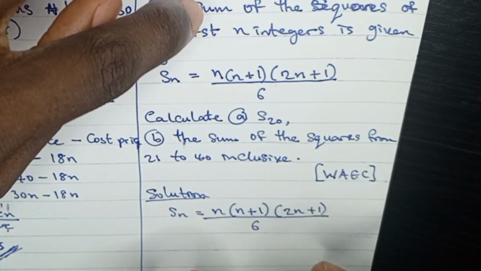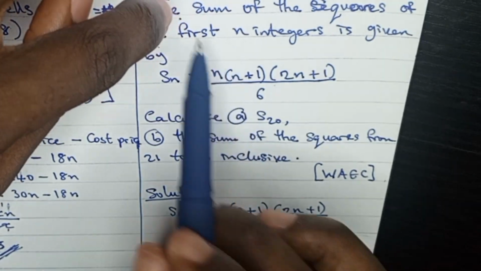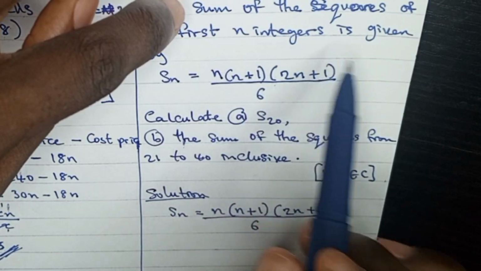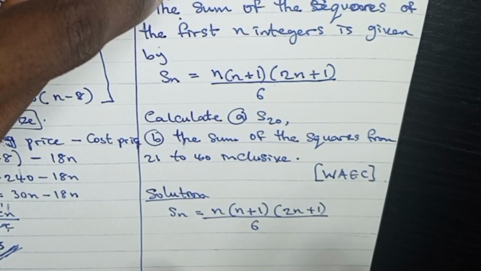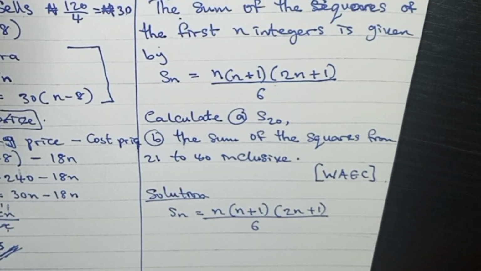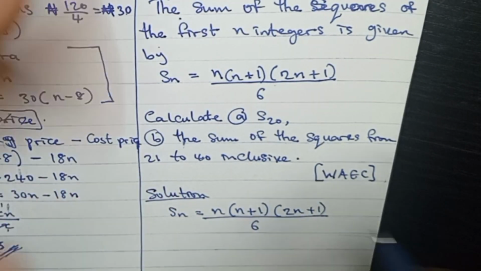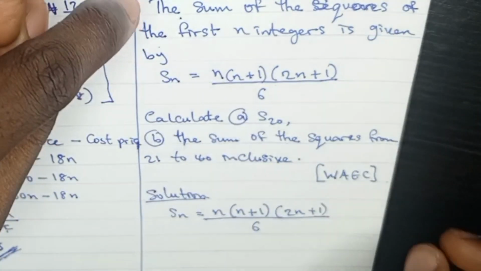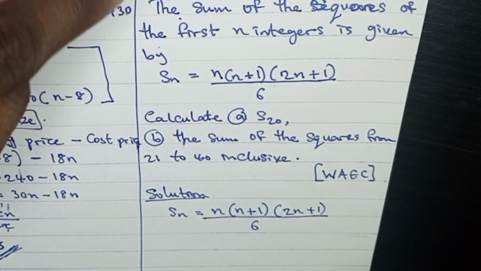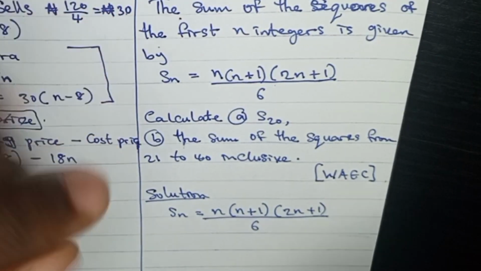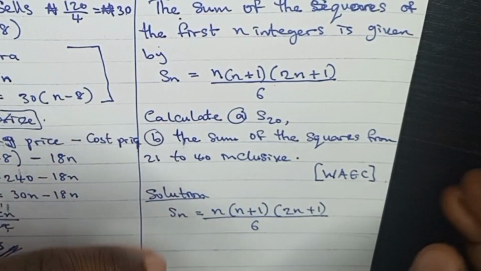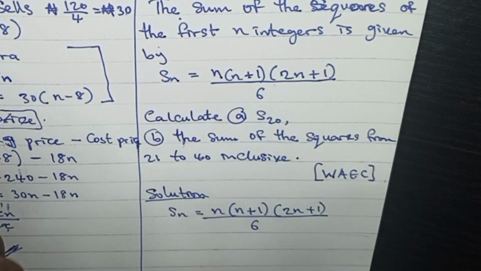This means that the sum of the square of the first n integers is given. If we are asked to sum the squares, for example of the first 5 numbers, 1 2 3 4 5, we have to sum the squares of these numbers, like 1 square plus 2 square plus 3 square plus 4 square plus 5 square. With this formula, there is no need of going through the stress of doing those calculations. This formula gives us our straight answer.